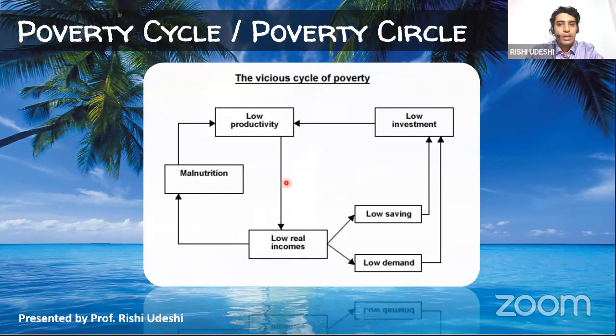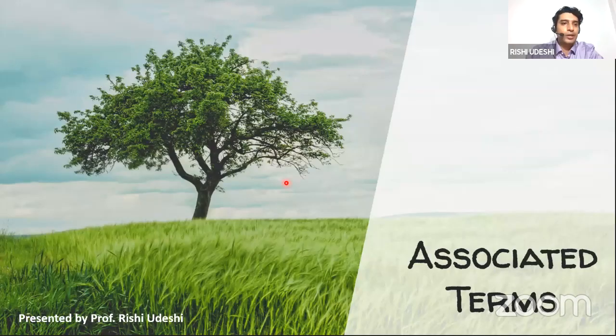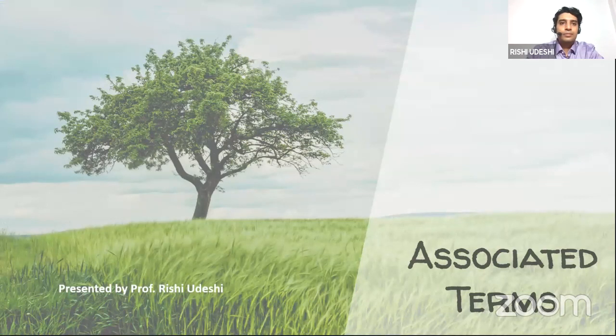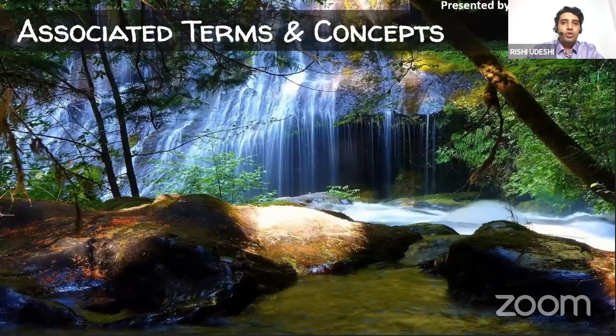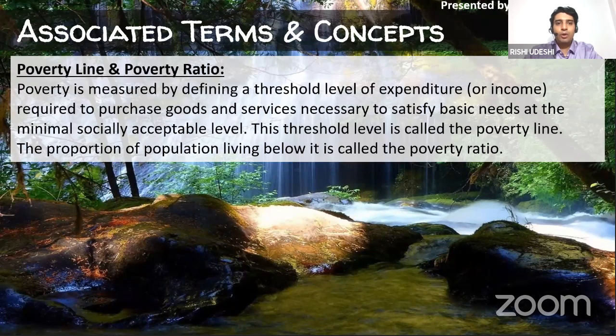Fine, moving on. The next is about associated terms. Let's try to understand this. Associated terms and concepts. So there is something called poverty line and poverty ratio. Now, this is something which you read a lot in your newspapers, when you're reading government reports or anything, you tend to read terms like poverty line and poverty ratio.